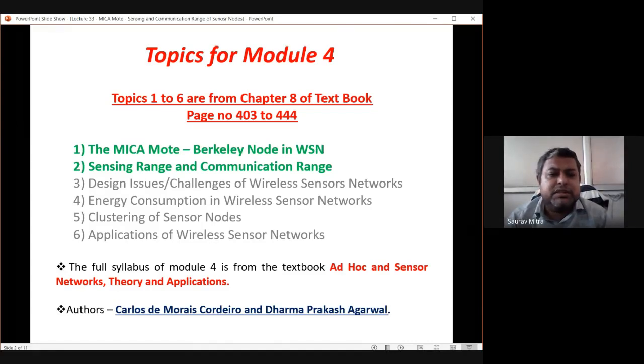We already know the sensing range and communication range, but there are certain mathematical proofs for sensing range and communication range. We can see that in the next lecture, next week. But today we'll be able to complete the Berkeley MICA Mote. Then the third topic: you can find design issues and challenges of wireless sensor network, then energy consumption in WSN, clustering, and applications of wireless sensor network.